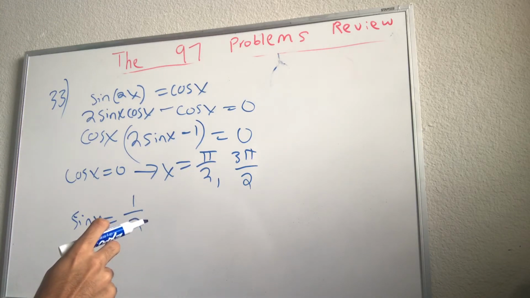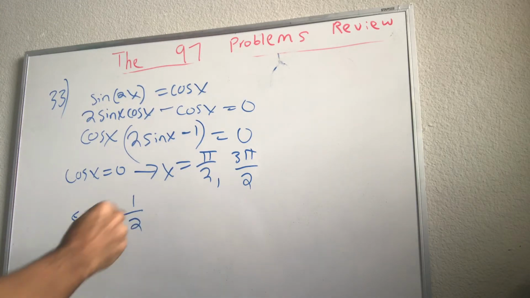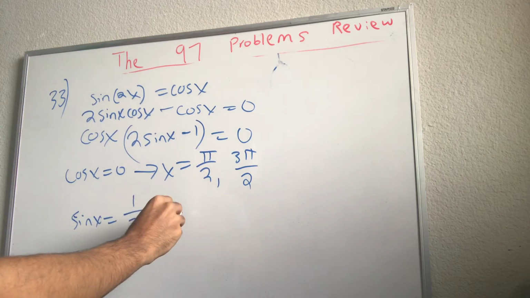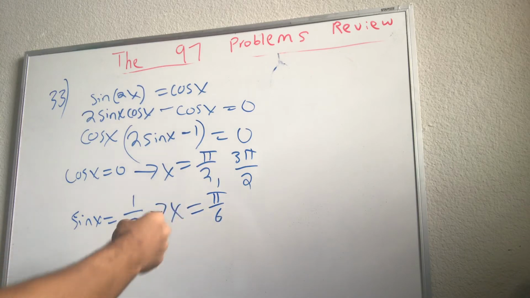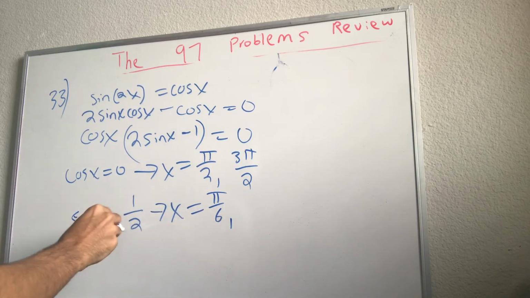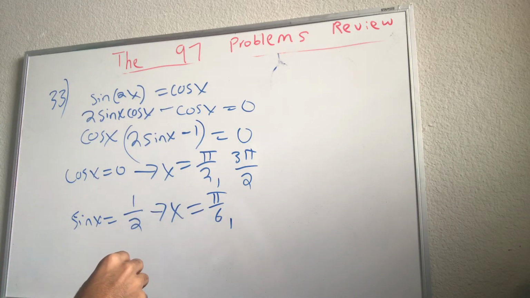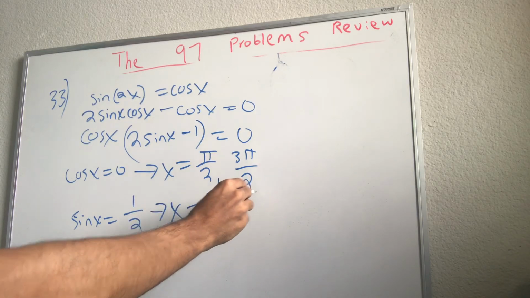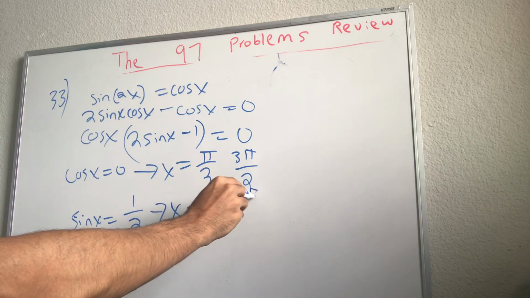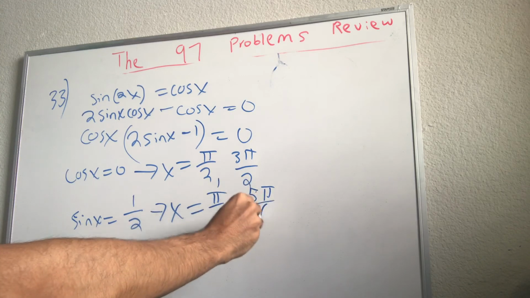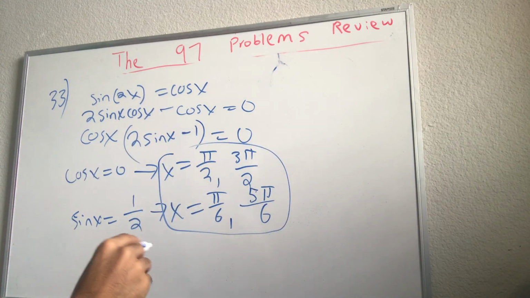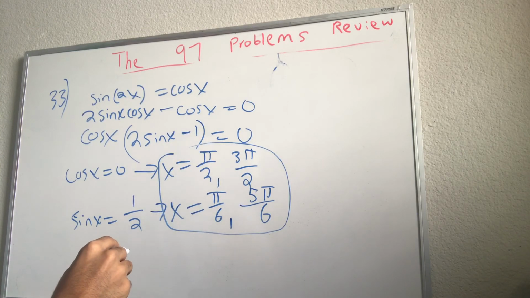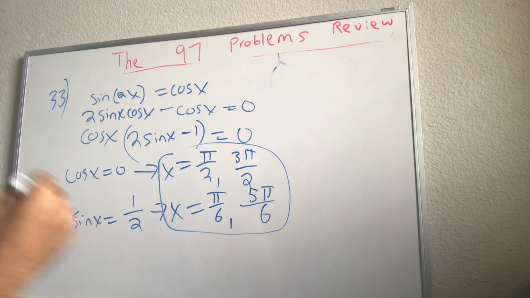Then you have your other one, being sine of x is equal to 1/2. Well, x is equal to pi over 6. That's just the reference angle, and then obviously in the second quadrant we can have one because we have a positive value of sine of x. So in the second quadrant, having a reference angle of pi over 6, we get the value 5 pi over 6. So our final answers to this equation are x is equal to pi over 2, comma 3 pi over 2, pi over 6, comma 5 pi over 6.